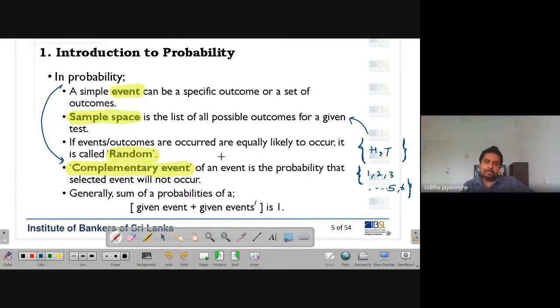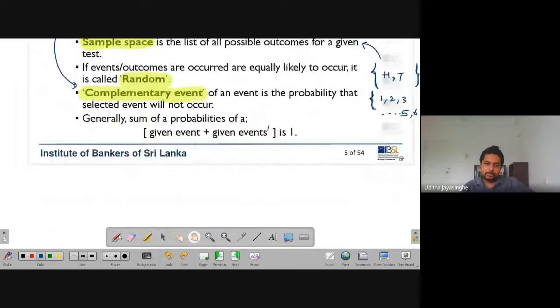The dash. What do you mean by the dash? A dash is going to tell you something like, A is my event, and A dash is the complementary event. For instance, if A is raining, A dash is not raining. Simple as that.